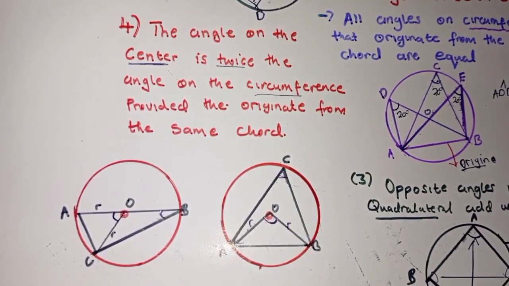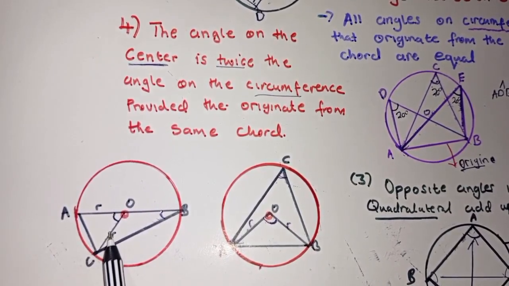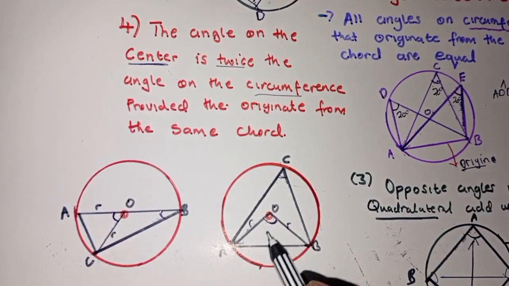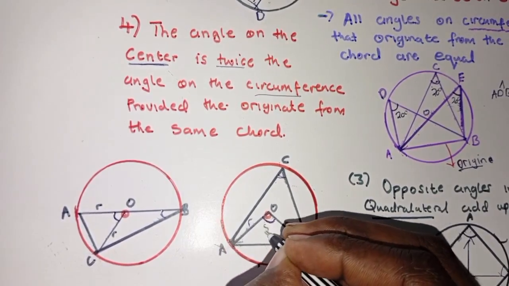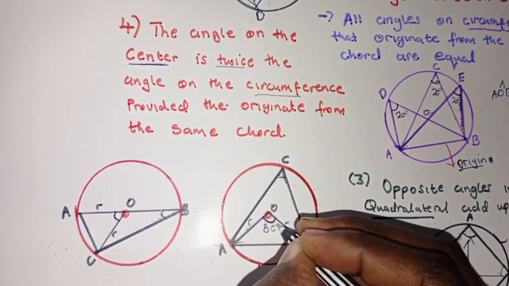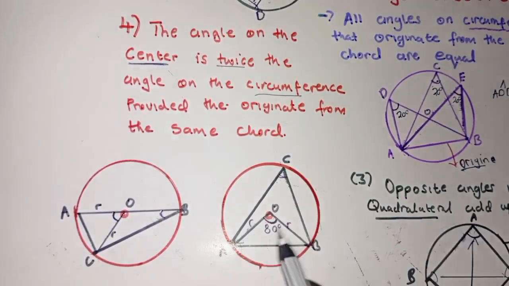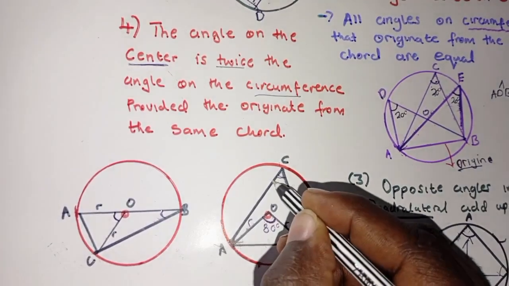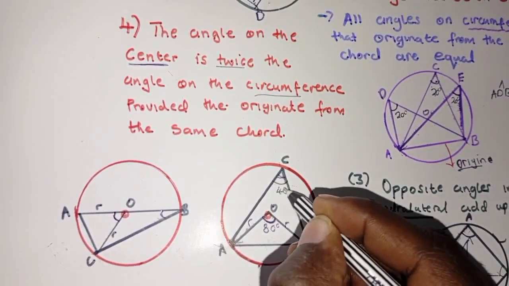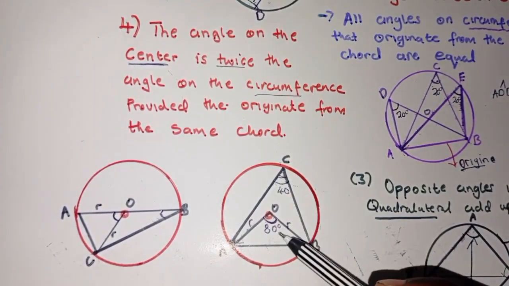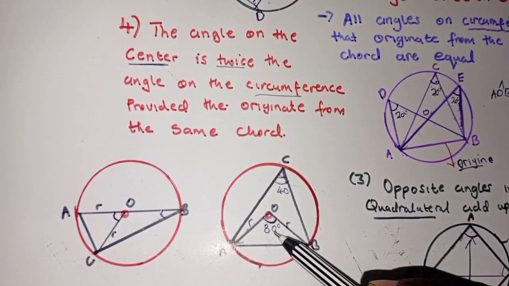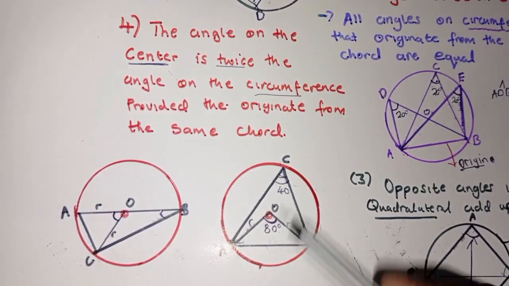Okay, so now you notice the one on the center must have radius and radius, radius and radius. So I say this must be twice this. In other words, if this is 80 degrees, what would be this? Half of that, which is 40. So this must be twice this, meaning if you are given this, multiply by 2 to get this. If you're given this, divide by 2 to get that.